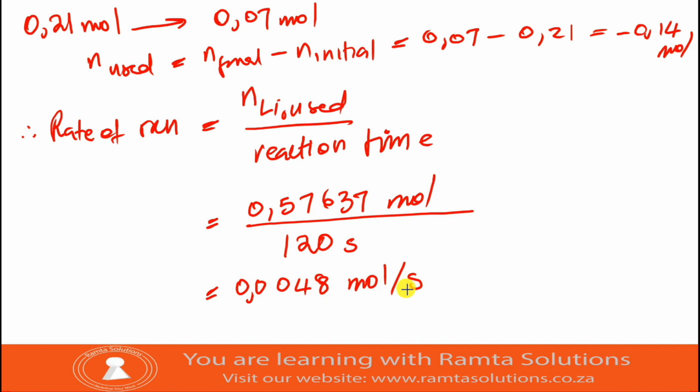It's 0.0048 mole per second. Pay attention. I said I'm making it correct to 4 decimal places. If you like, you can also use scientific notation, maybe correct to 2 decimal places. It will be 4.80 times 10 to the minus 3, I believe. Yes, it will be 4.80 times 10 to the minus 3 mole per second.